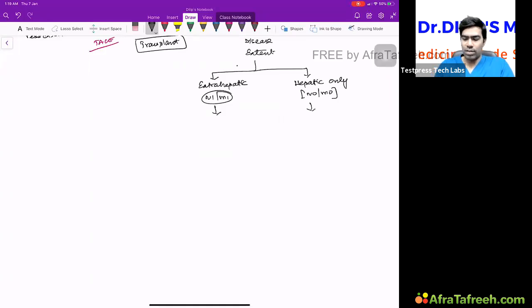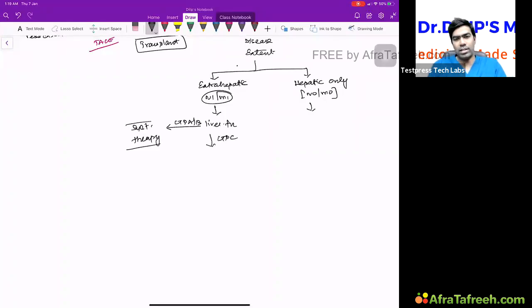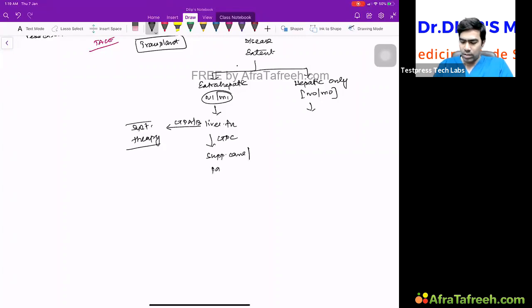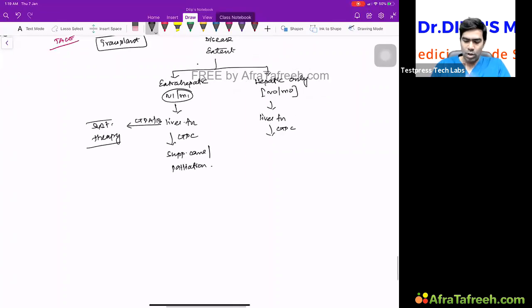Once again, you have to see the liver function in both these patients. If the patient is having CTP A or B, in this setting, you can go for systemic chemotherapy. I'll talk about that in some time. If the patient is having advanced cirrhosis, CTP C, Child C, then I'm going to go for supportive care and palliation. Just palliative therapy is what you're going to do. Similarly, in hepatic only disease, again, I'm going to see the liver function. If the patient is having CTP C, I'm not going to do anything, just supportive care and palliation.